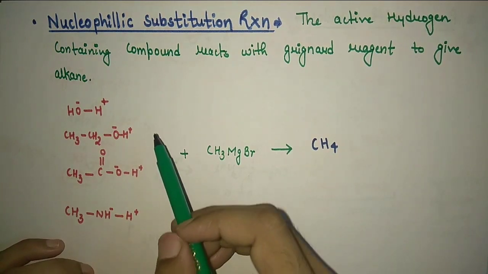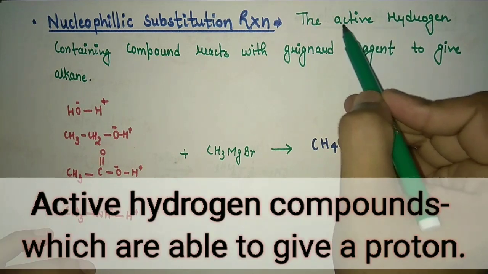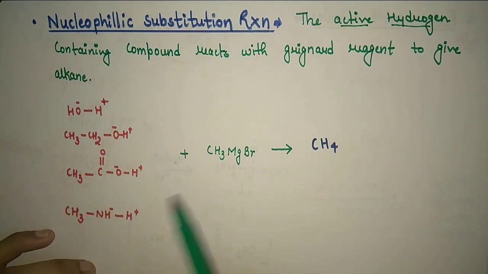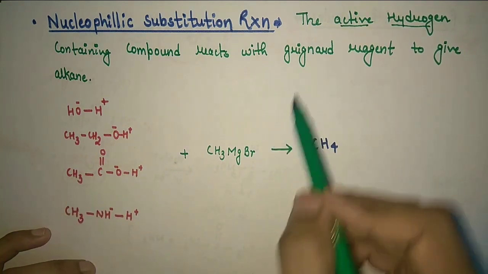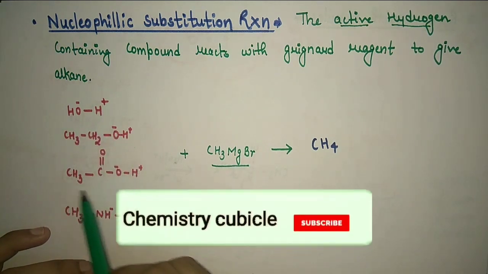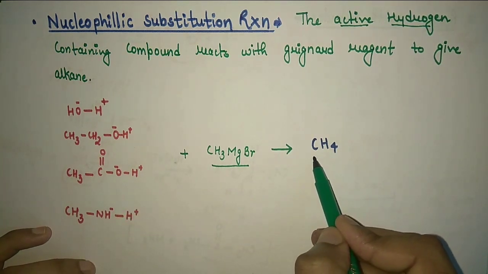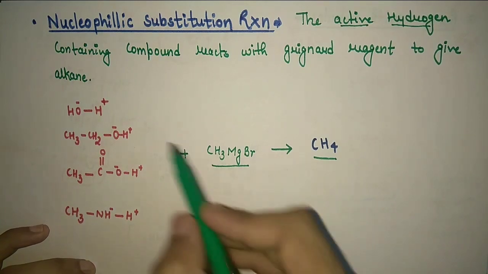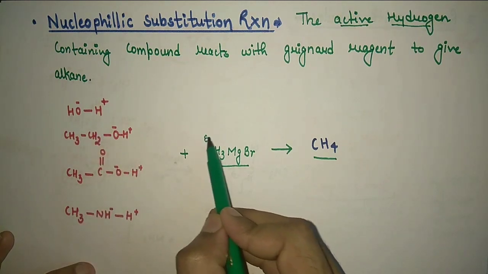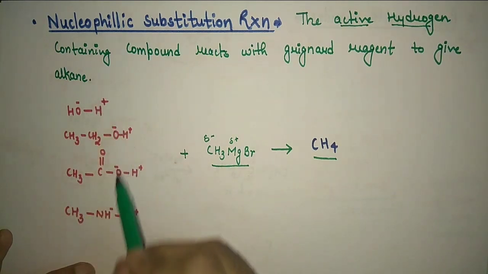Now another reaction of Grignard reagent is nucleophilic substitution reaction. Now what happens? The active hydrogen containing compounds, just like water, alcohol, acids and amine, when they react with Grignard reagents, just like water, this is ethanol and this is acetic acid, and this is primary amine. So when it reacts with Grignard reagent, it forms methane as a product. And this is the case of simple nucleophilic substitution reaction. What happens? This is minus and this is positive. So it abstracts a proton from all these active hydrogen containing compounds.